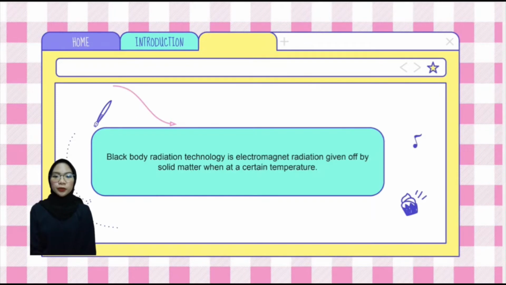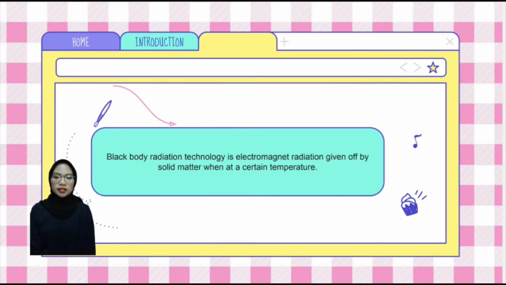Today I would like to explain how thermal imaging is related to black body radiation. As we all know, black body radiation is electromagnetic radiation given off by solid matter at a certain temperature. It is this form of radiation that allows for the visible detection of the temperature coming from any mass, which in turn allows thermography to generate an image.